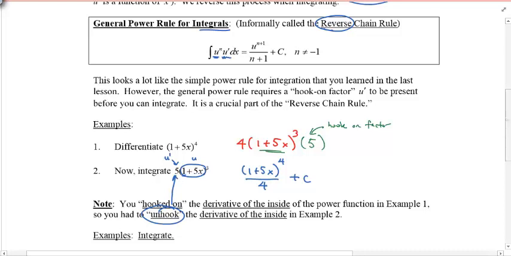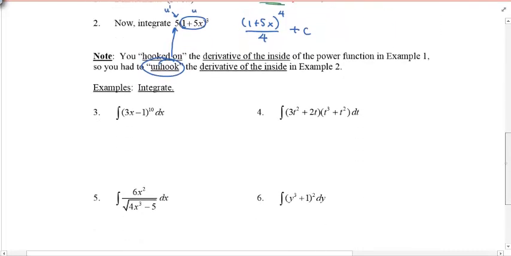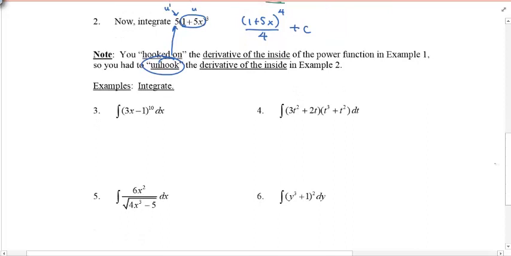So looking at a few more examples then, how would you integrate this? If I let this thing inside here be u, I'm really looking for where is u prime. Well, the derivative of 3x minus 1 is 3, but it's not there. So what you have to do is you have to add it in. So I'll put in a 3. But I can't just add in that 3. I have to balance it out by putting a 1/3 in front as well.